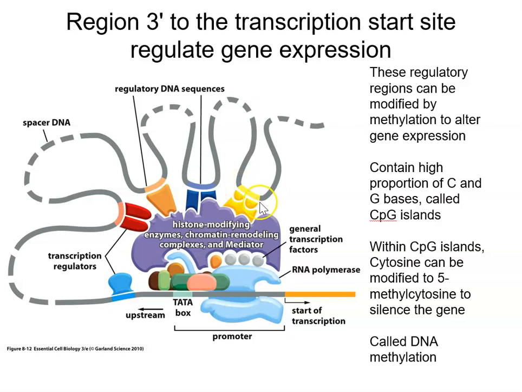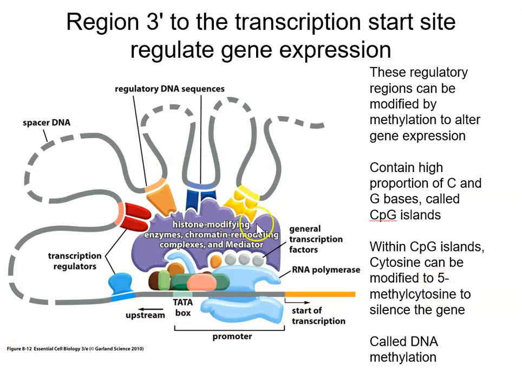So a small change here can prevent this from binding, preventing this from binding, and preventing RNA polymerase from binding and being activated at the promoter. So this is why, although you think of the gene as the introns and exons, the gene regulatory region can span tens of thousands of base pairs upstream and downstream from the transcription start site.